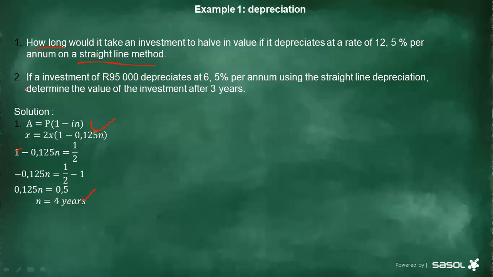The second question says, if an investment of 95,000 depreciates at 6.5% per annum, using the straight line depreciation, determine the value of the investment after 3 years. We are now using what? Straight line. We are still under straight line. And then we want to know after 3 years how much this amount of money is going to depreciate to. It's going to depreciate to 76,475 rand. So this 95,000 depreciates to this amount after 3 years.